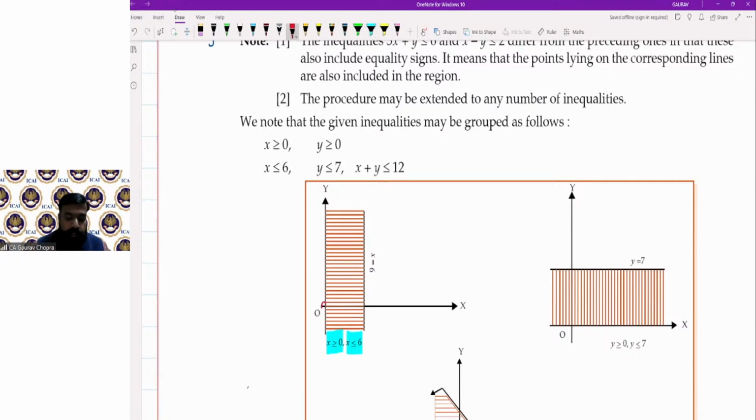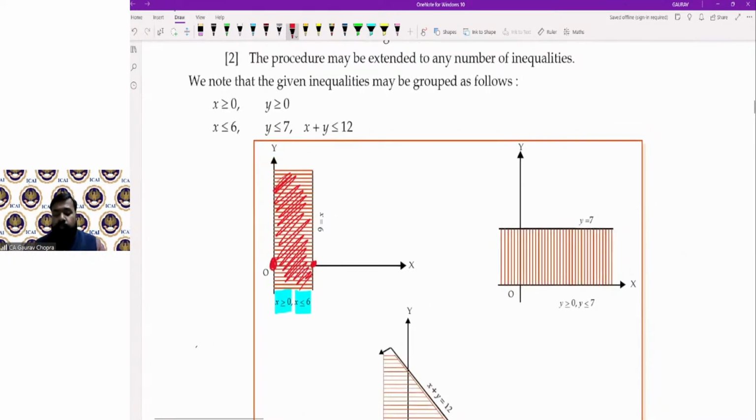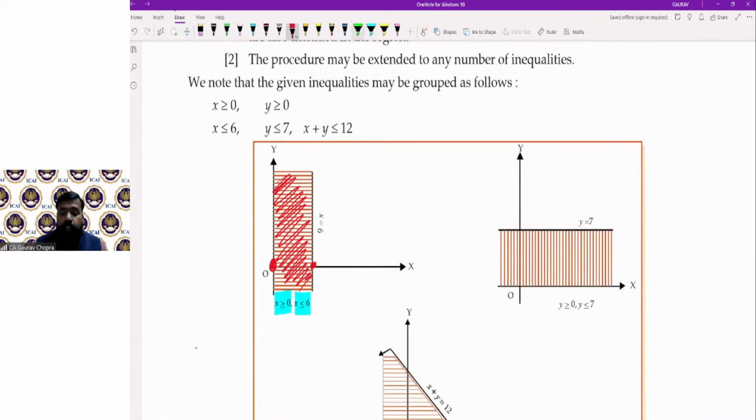So this portion is x 0, this portion is x 6, and in between lies 0 to 6. So this is the required area for x. But if we talk about y, then it says y should be from 0 to 7, more than 0 and less than equal to 7. So this portion is y 0 and here it is y 7, and the area marked will be between these two. This is from 0 to 7.